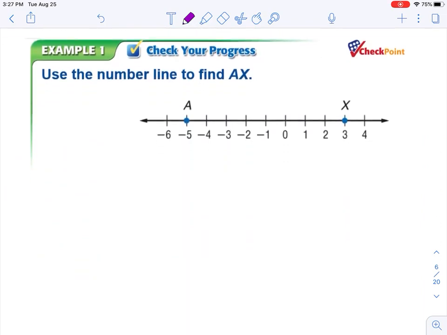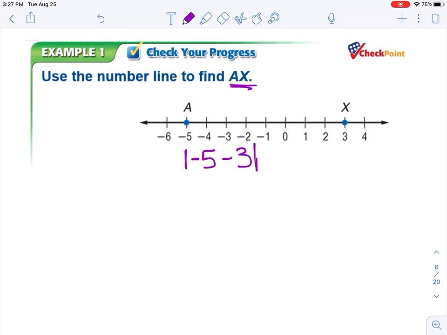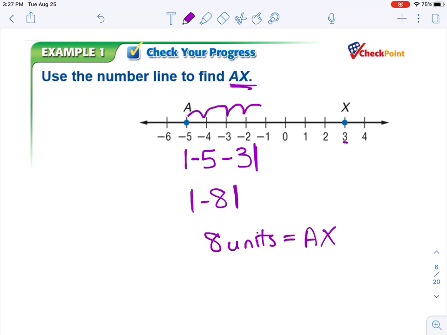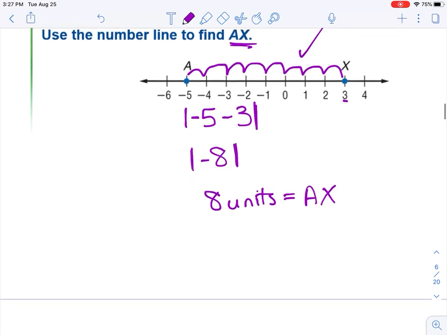We'll take and find the distance from A to X. As I said, you can just count. We have the absolute value of -5 minus 3 this time. So -5 minus 3 is -8. The absolute value of -8 is +8 units. And that is the difference of distance AX. Count 2, 3, 4, 5, 6, 7, 8. And that checks out. The distance on a number line is pretty easy.